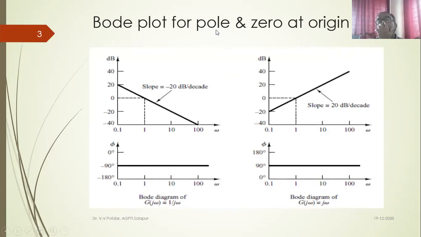For the pole at the origin, if I put s equal to 0 in the denominator, the entire ratio becomes infinity. So these are called poles and zeros at the origin. Now, what is the Bode factor magnitude plot?